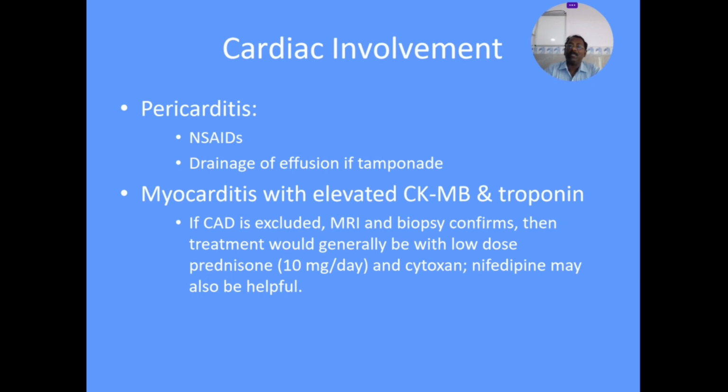Myocarditis with elevated CK-MB and troponin is more in favor of coronary artery disease. So if coronary artery disease is excluded and MRI and biopsy confirm myocarditis, then the treatment would generally be low dose prednisolone and cytoxan, an immunosuppressive drug, and nifedipine may also be useful if the patient requires it. So that is how we treat myocarditis.